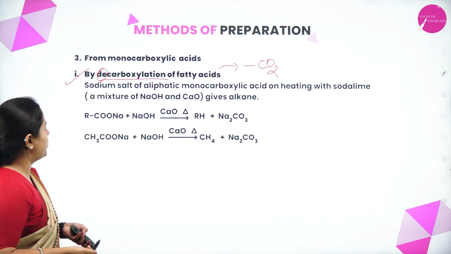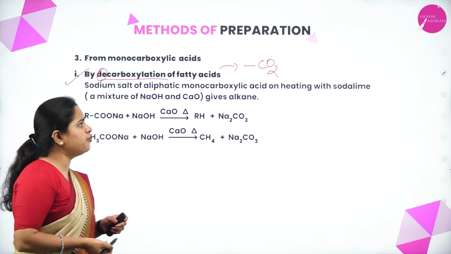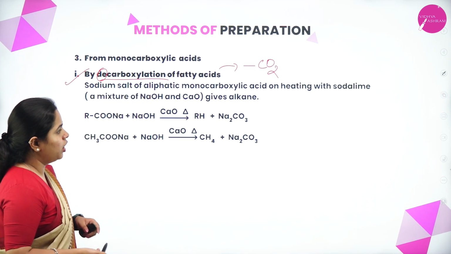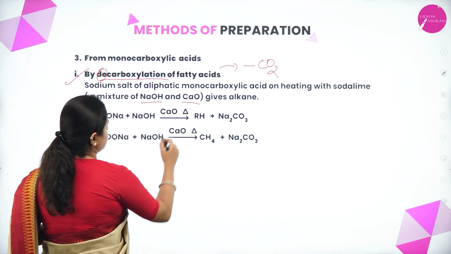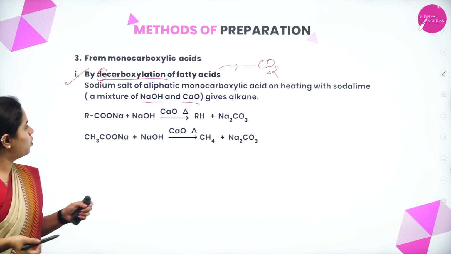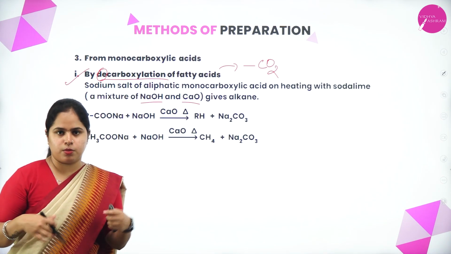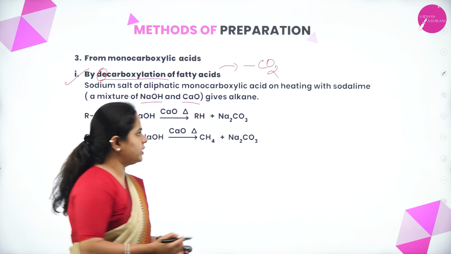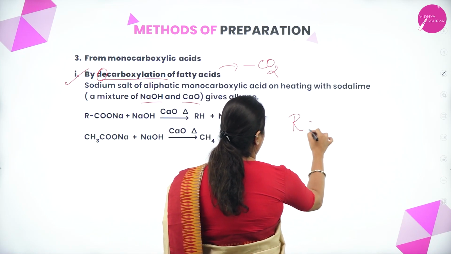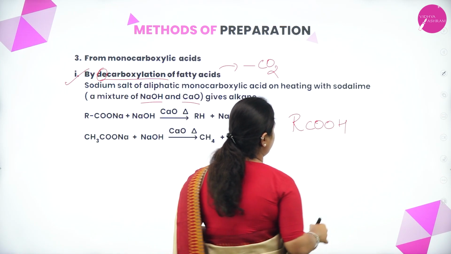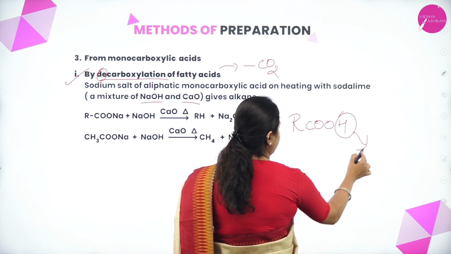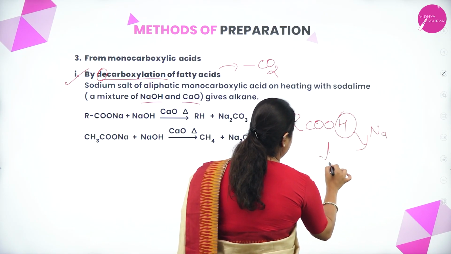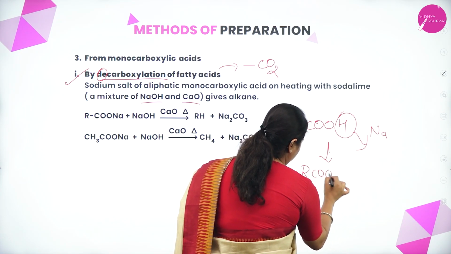So what is happening here? Sodium salt of an aliphatic monocarboxylic acid on heating with soda lime, which is a mixture of sodium hydroxide and calcium oxide, gives alkane. So we are taking the sodium salt of a carboxylic acid. Let's take an example of a carboxylic acid, RCOOH. What is the sodium salt? This hydrogen will be replaced by sodium. So you will get RCOONa.